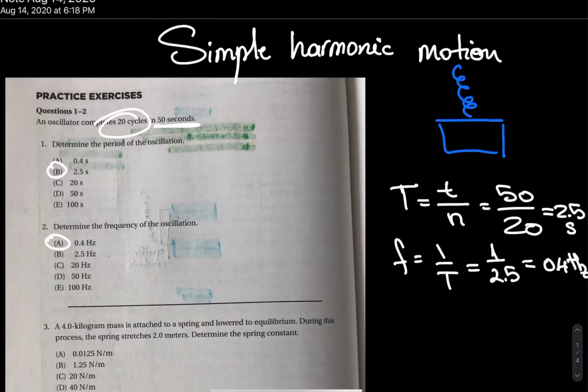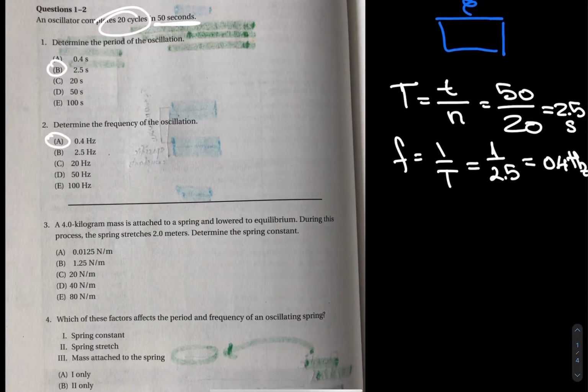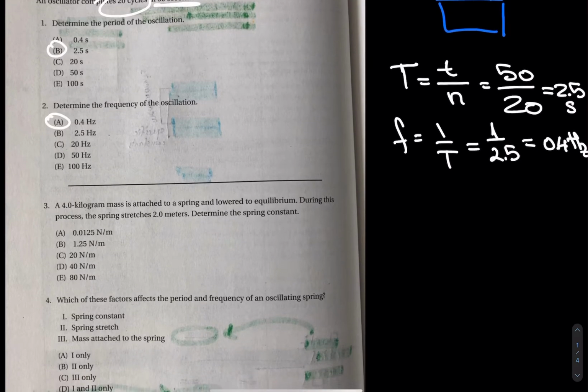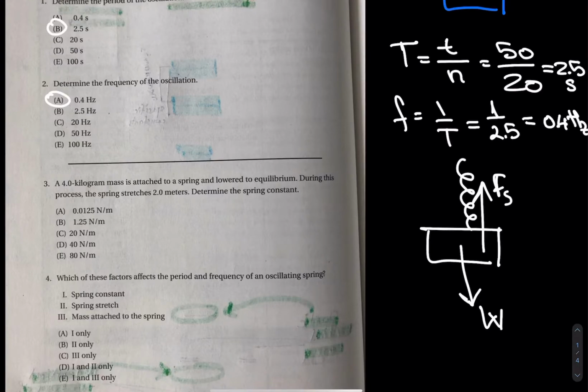A 4 kilogram mass is attached to a spring and lowered to equilibrium. During this process, the spring stretches 2 meters. Determine the spring constant. So let's draw here a spring and a mass attached to it. This one is the weight, and this one is the spring force. And during the equilibrium, we know that these two forces' magnitudes are equal to one another.